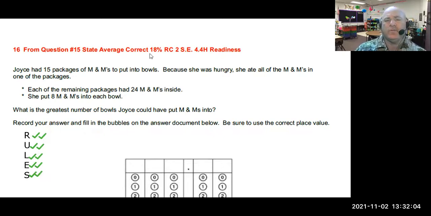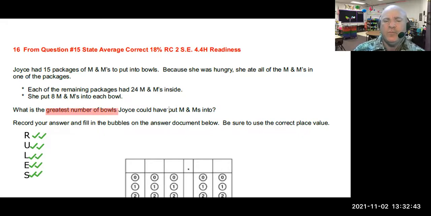Okay, so step 1, let's try reading the question first to see if that's going to help us at all. What is the greatest number of bowls? Okay, greatest is a large amount. So I'm going to highlight, let me see, since we're looking at the question, let me undo that. And I'm going to use red, the color that we'll call 911. The greatest number of bowls that Joyce could have put M&Ms into.